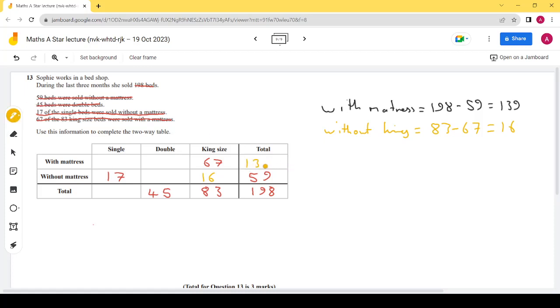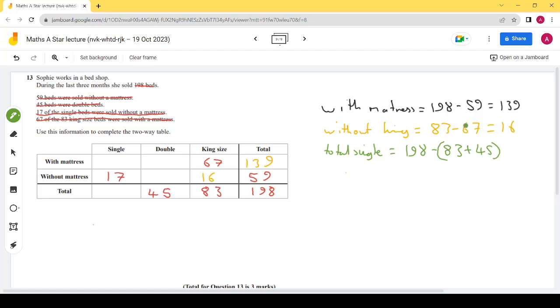So we put 139 here. And you can see with the things we've worked out, like the top one there, the one down here, it was absolutely key we remembered to put in a total. If we haven't remembered to put in a total, we'd have hit a bit of a dead end here, but we can say total single equals 198 minus 83 plus 45.